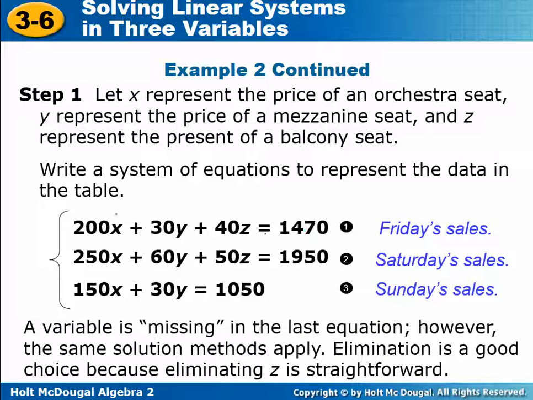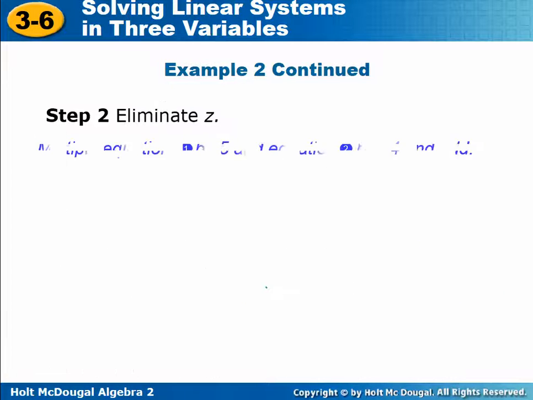And there's no Z in the last one because they didn't sell any of that ticket type on that day, on Sunday. It might be a good idea to put plus 0Z as a placeholder when you do this. If you ever come across that, write that variable, but just put a 0 in front of it so you don't forget that that is an option.